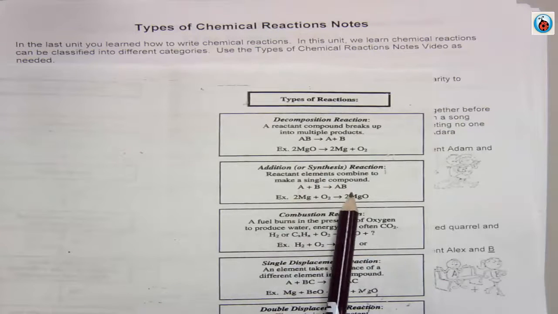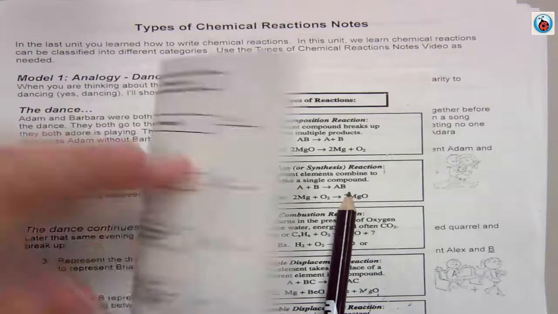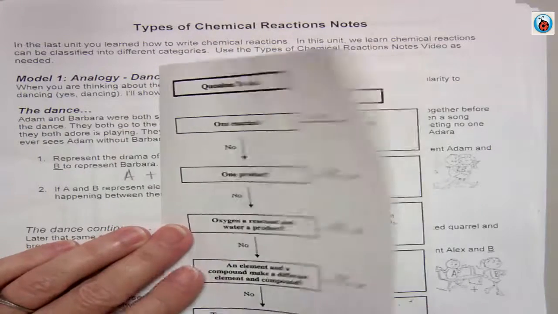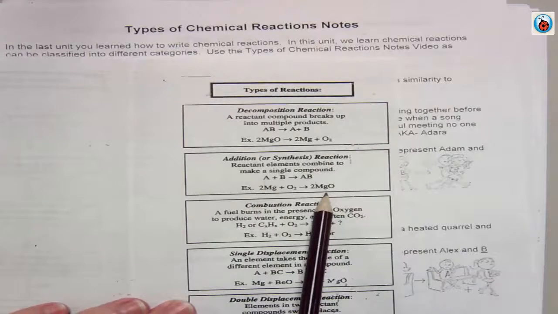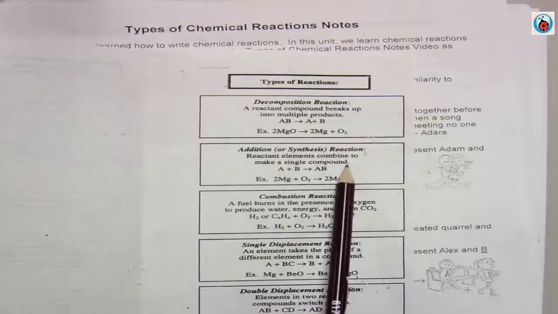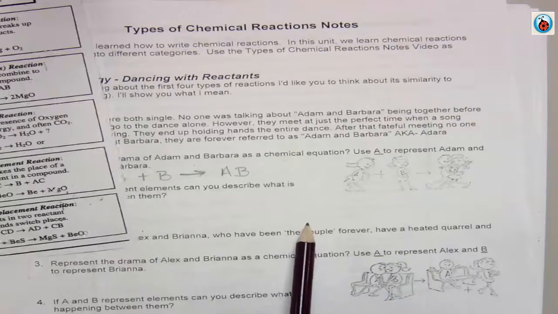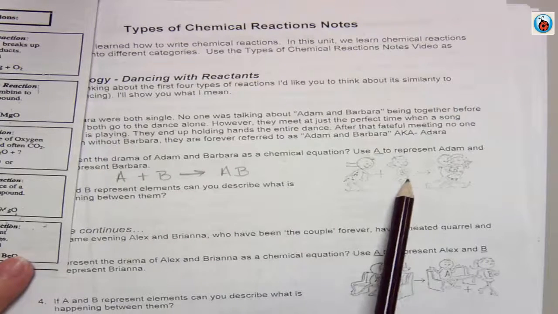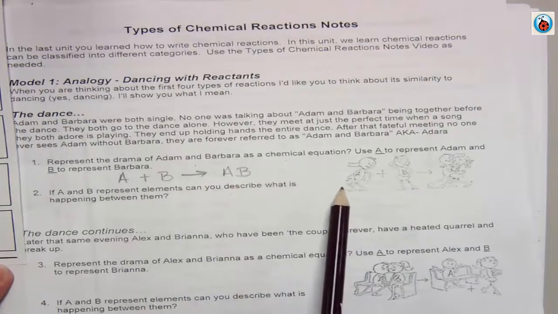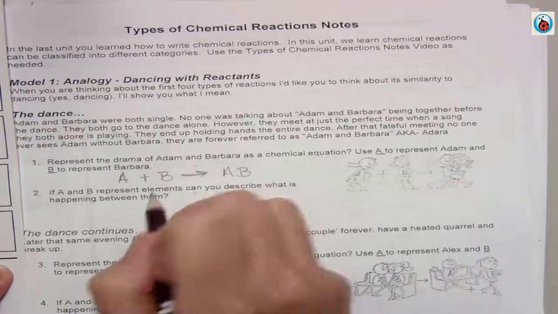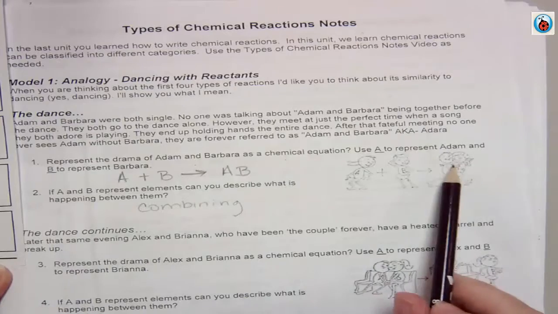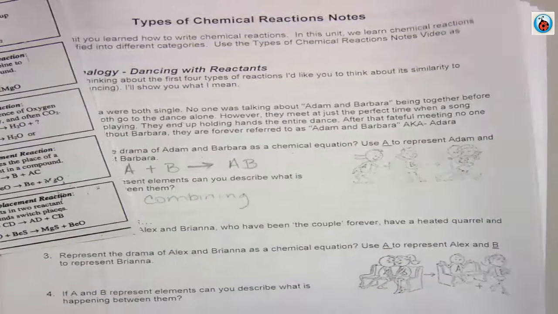So A plus B produces AB. This is where we have one product. So we've got 2 elements or 2 compounds producing one product. Reactant elements combine to make a single compound. And what are they doing? They're combining, they're coming together. Adding, that's where you get the name addition. So what's happening to them? They're combining to form one compound.